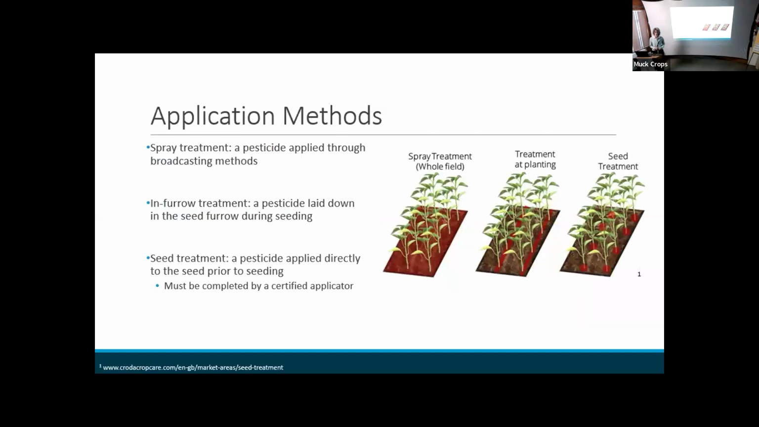So there are a couple different ways you can put a seed treatment on a seed. Theoretically, if the registration is there, you could broadcast a seed treatment. It's not an efficient way to do it, but you could. Seed treatment is obviously what we're talking about. It's applied directly to the seed, but it has to be done by a certified applicator, and it will come into you finished. But you also have the in-furrow method.